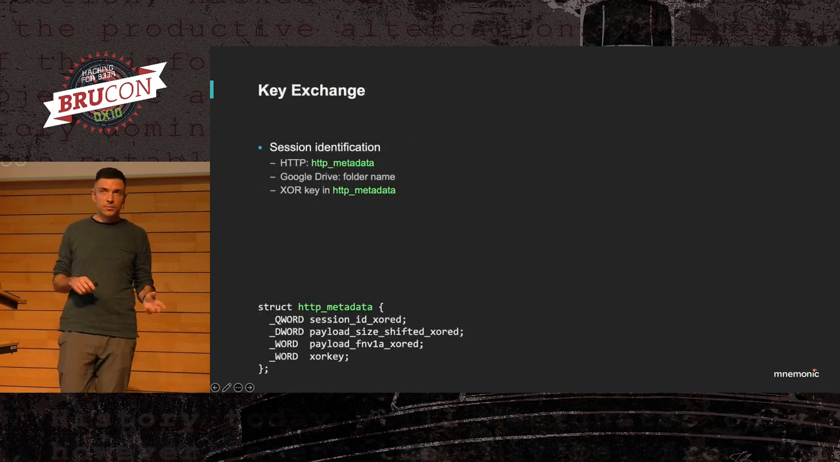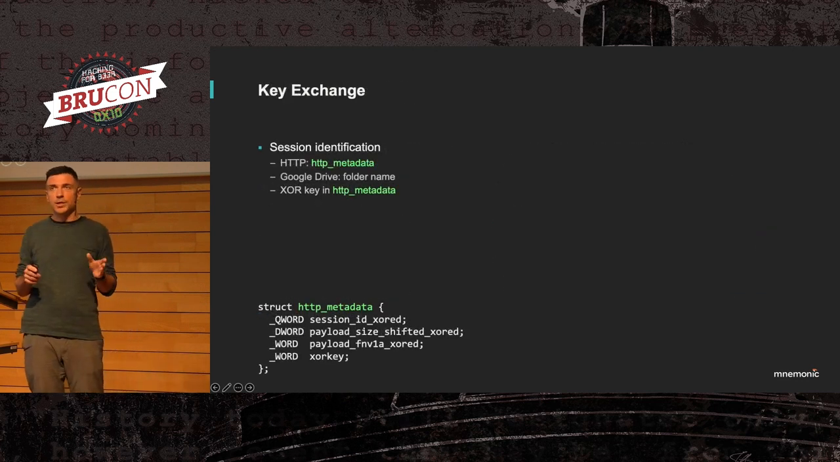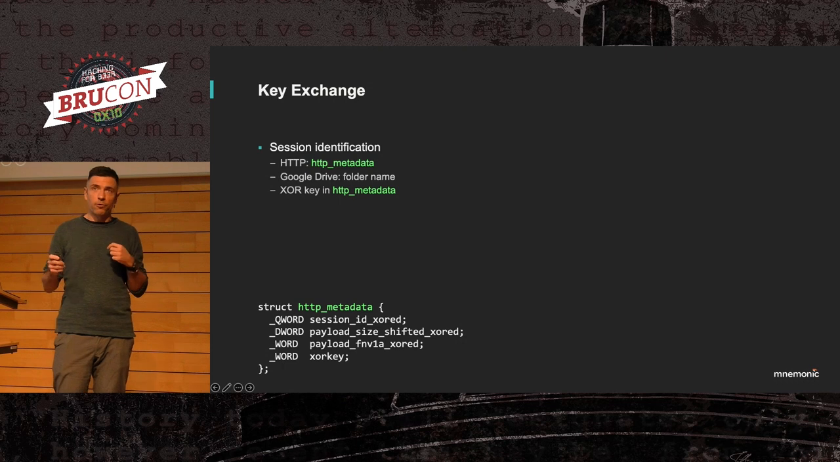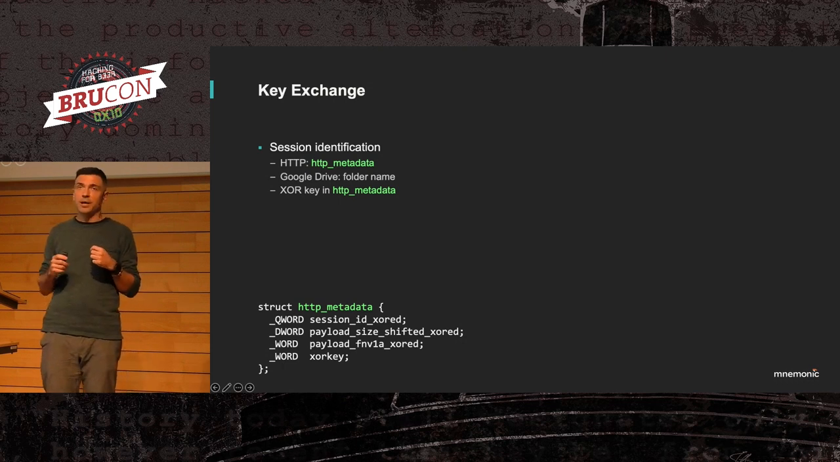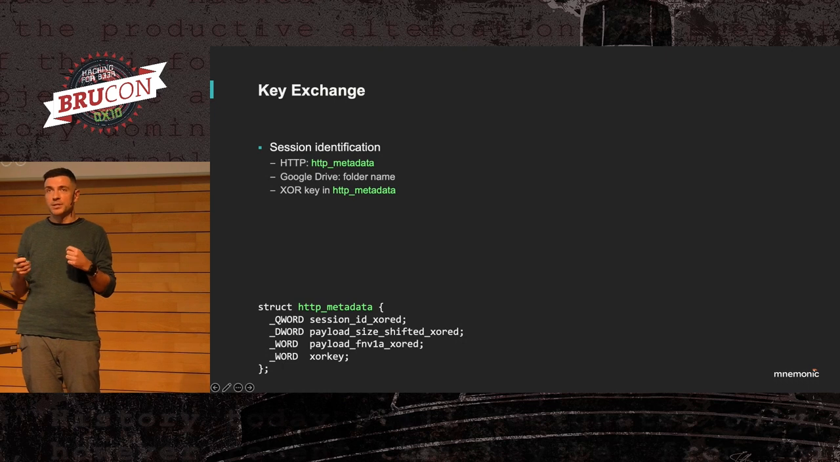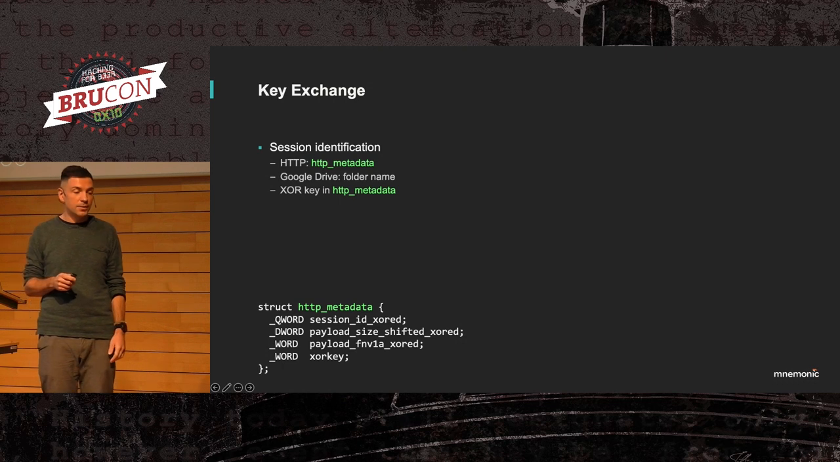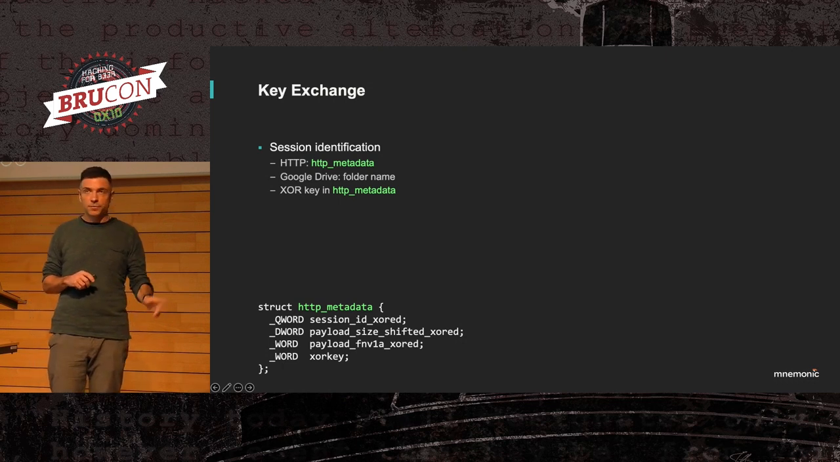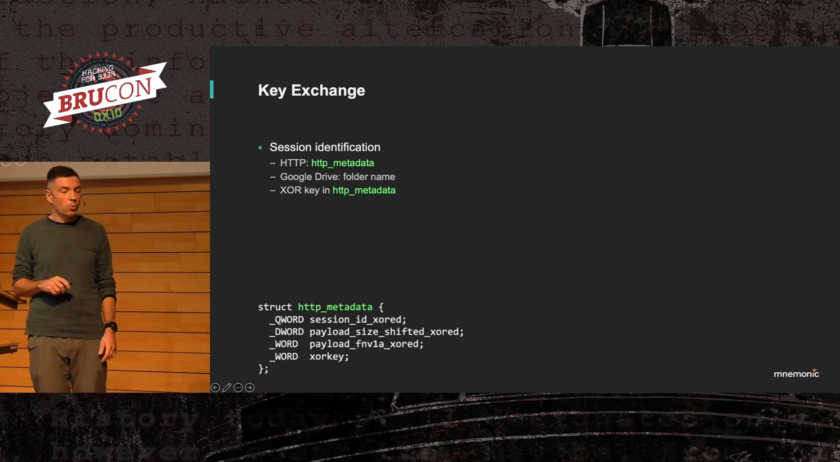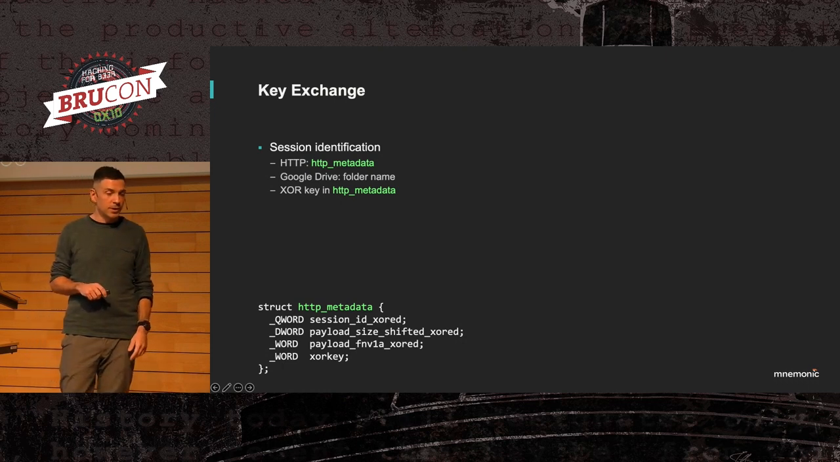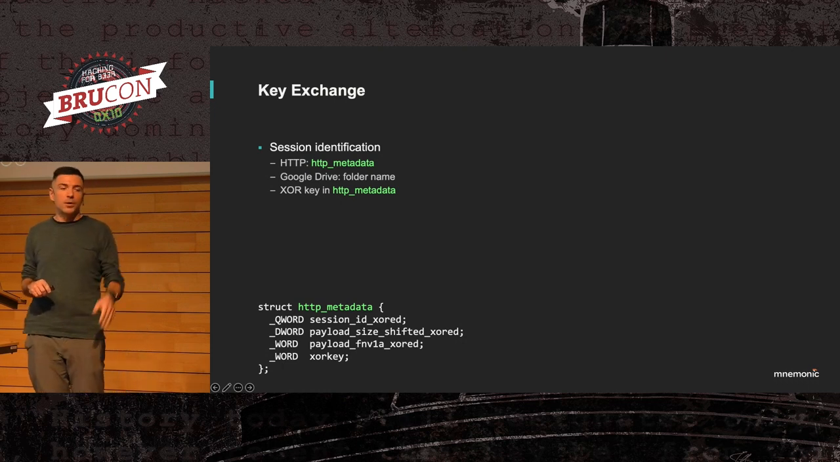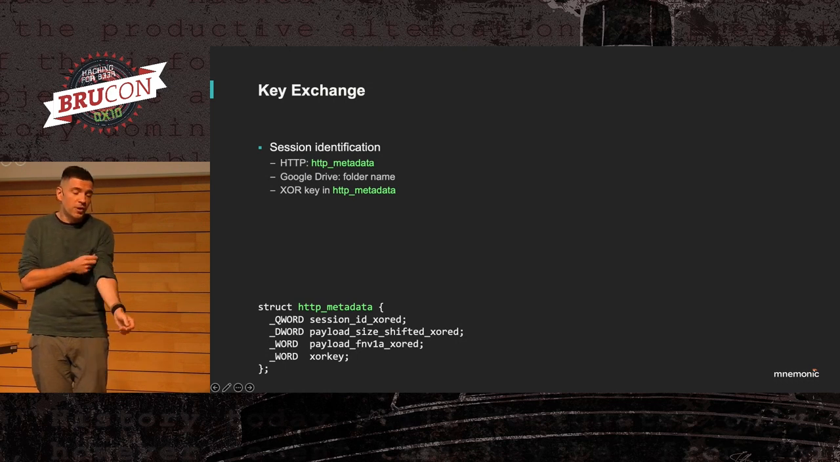Going down another level, in order to actually send messages back and forth, you have to do some key exchange. But before doing key exchange, you have to negotiate a session ID. So in the case of HTTP, you have metadata where that is designated. You have some other stuff as well, but the session ID is perhaps the most important one. It is XORed, but the XOR key is already there, so that's not a big deal. As for Google Drive, that is in the session folder, or the folder name that is used.